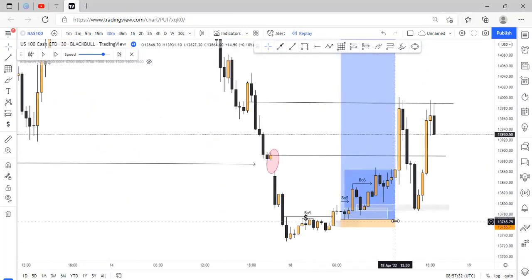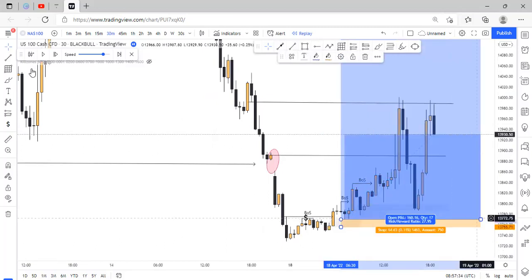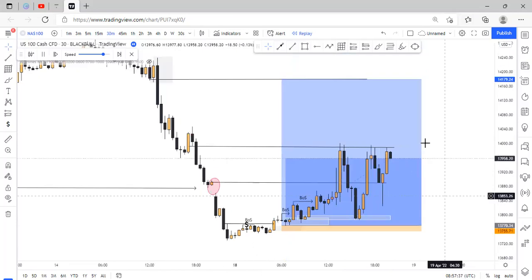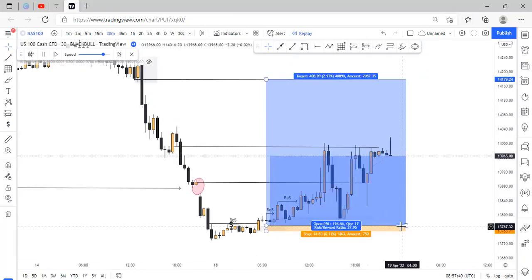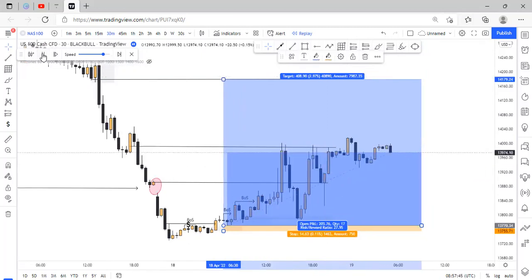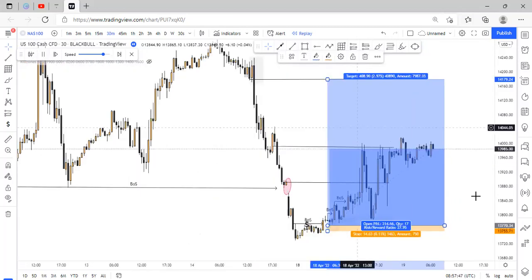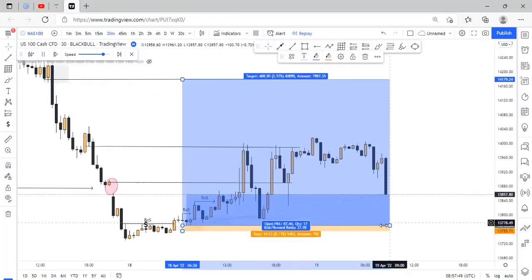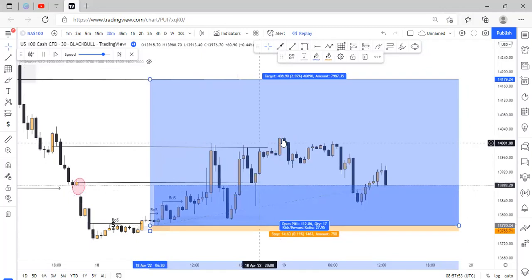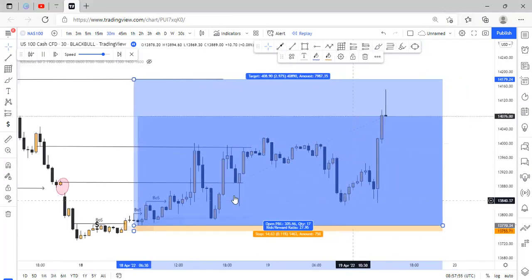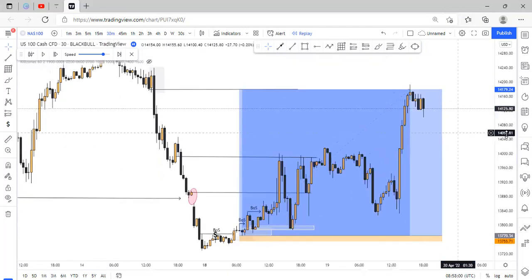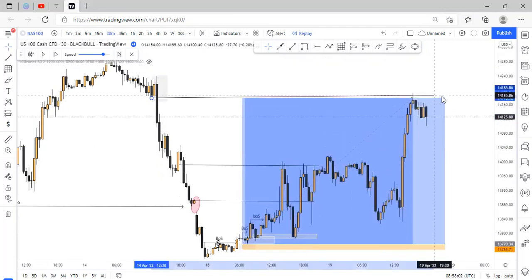Okay, so remember, we are still swing trading. Markets came back again for another mitigation. We had a break of structure at this point. Markets came back down, mitigated this candle right here, and our take profit was it. Okay, for the swing trade, for 400 pips.